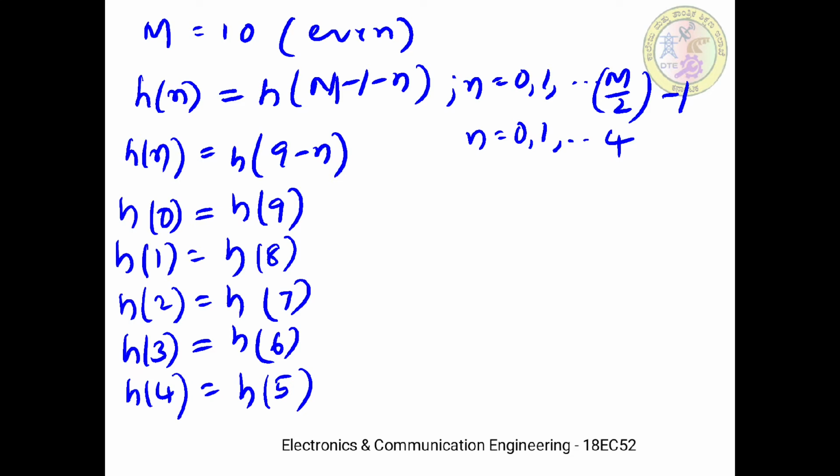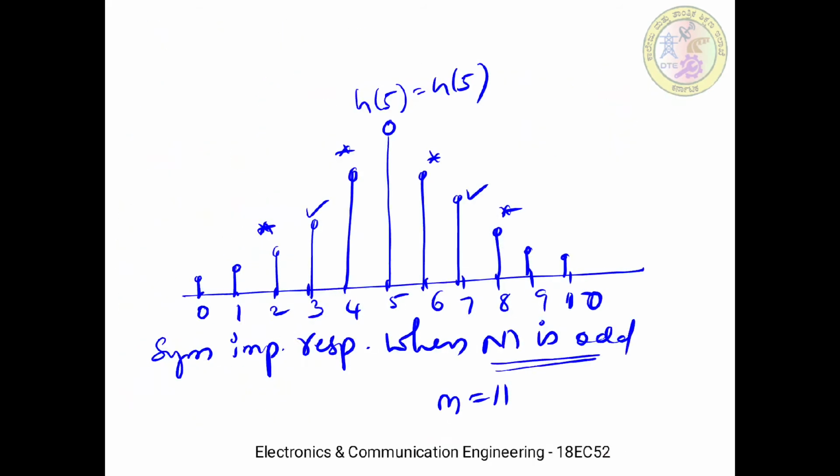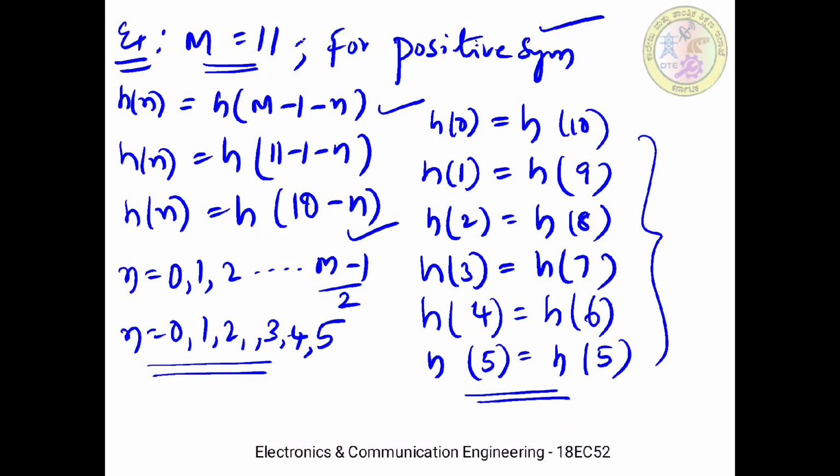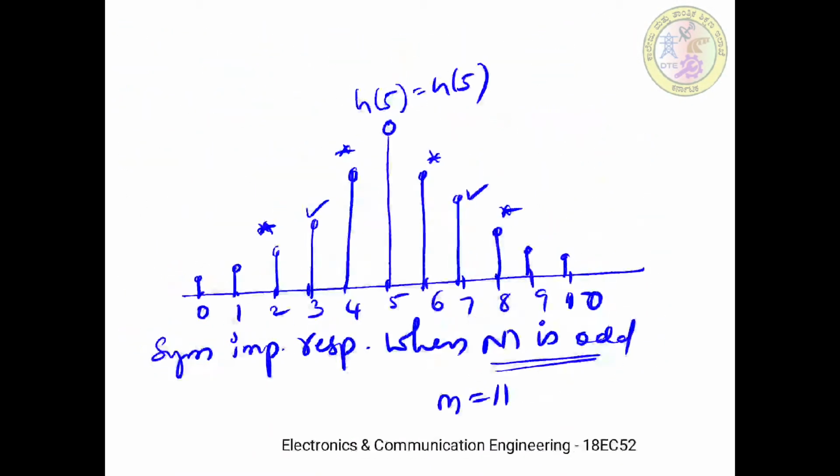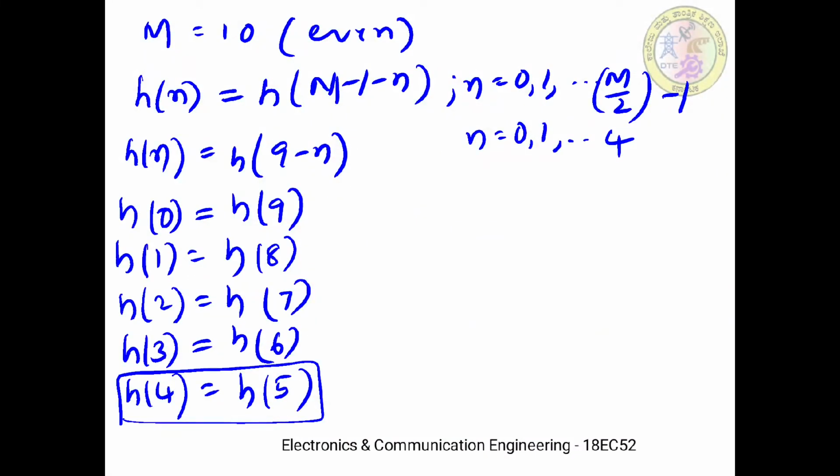Now here one thing should be observed. In this case h of 4 is equal to h of 5, but in the previous case h of 5 was equal to h of 5 only, so there was only one sample. Here 4 is equal to 5. So what is the response in this case? Again I'll plot 0, 1, 2, 3, 4, 5, 6, 7, 8, 9. So h of 4 and h of 5 are equal.